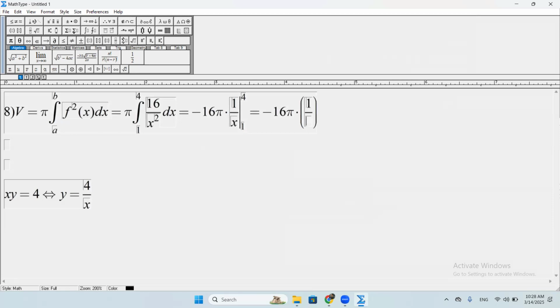So 1 over 4 minus 1. So it is minus 16 pi by minus 3 over 4. So it equals 12 pi.